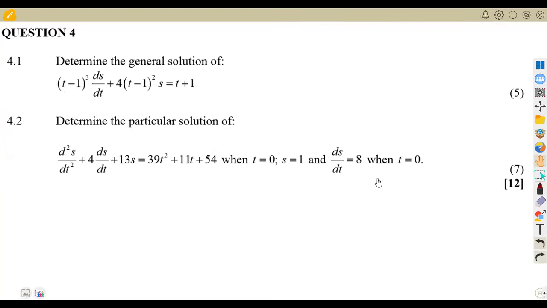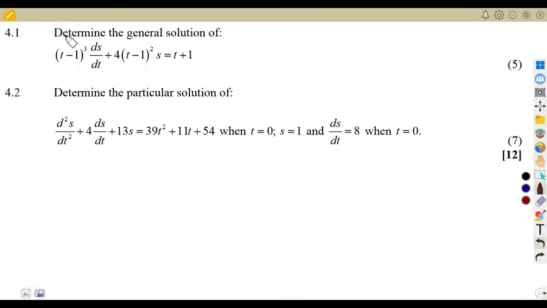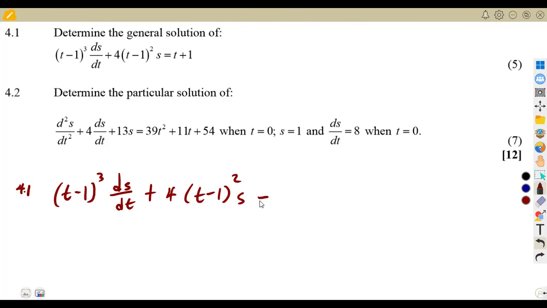So the first part of our equation here, which is 4.1, we are asked to determine the general solution of this equation. All right, so we've got 4.1, that is (t minus 1) to the exponent of 3 ds/dt, plus 4 into (t minus 1) to the exponent of 2 s is equal to t plus 1. So this is what you're given, and we are asked in this case to determine the general solution.